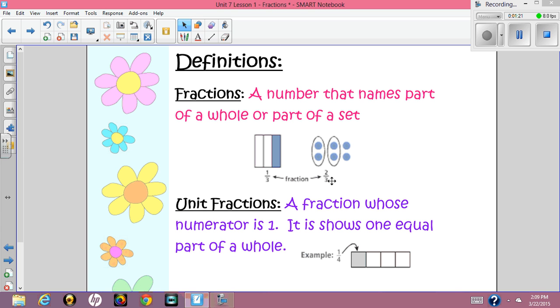Now, a unit fraction is a fraction whose numerator is going to be 1. It shows one equal part of a whole. So this shaded area, there are 4 parts in this whole, and this one particular shade is 1/4, or 1 unit fraction of the 4.